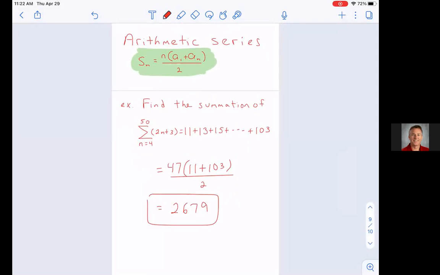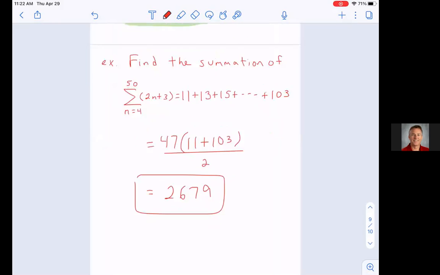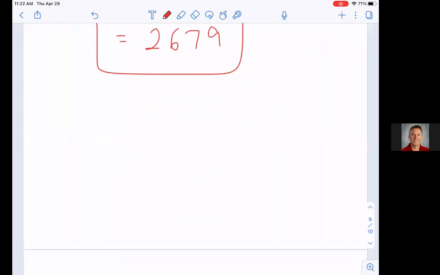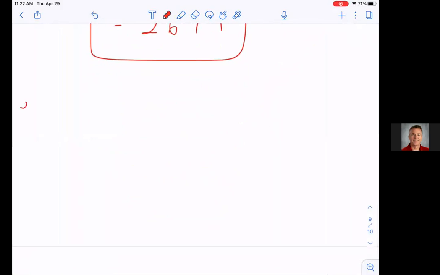Okay, so the big takeaway is if we're going to find the sum of an arithmetic series, we're going to use that formula, and we just have to figure out what n is, and a sub 1 is usually easy. That one, a sub n, we just have to get by plugging the term in. All right, let me do one more. I'll do one more, and then we'll do a couple of them together, okay?